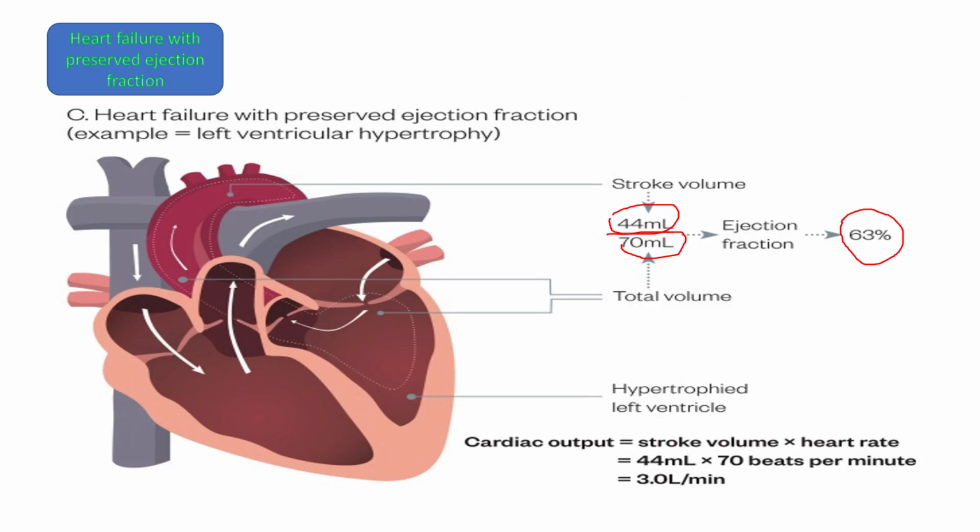However, even though the ejection fraction is normal at 63%, the cardiac output is reduced. How come? The cardiac output, remember, at a heart rate of 70 beats per minute times the 44 cc's ejected during systole as stroke volume calculates to a cardiac output of 3 liters per minute, which is reduced even though there is no systolic dysfunction.